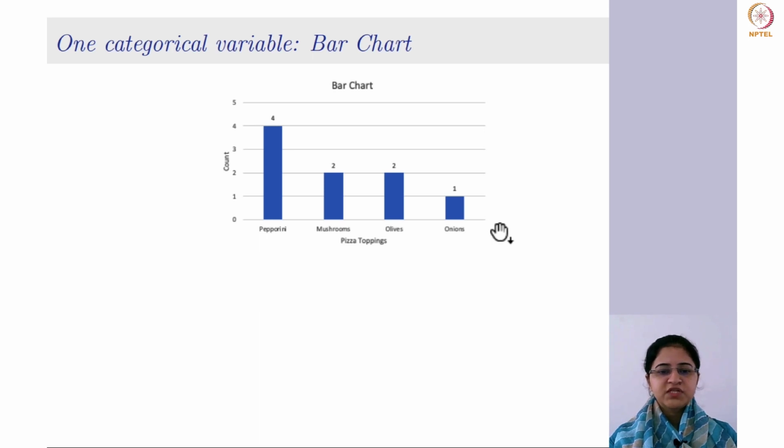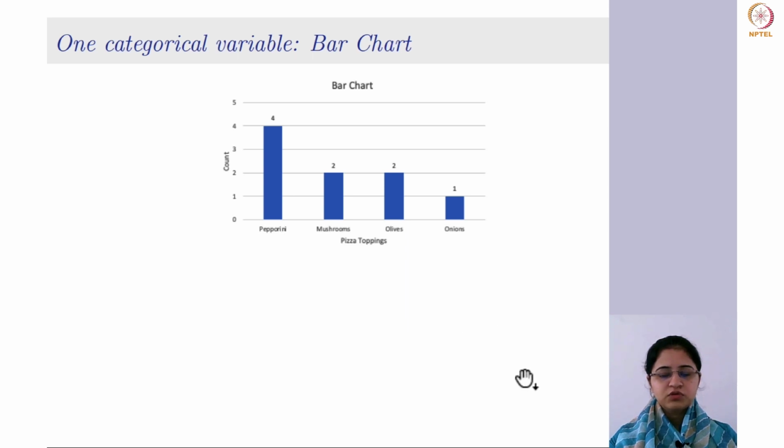Now, instead of representing it in count, if you can recall, we had another summary measure for categorical variables, that was your proportion. For finding the proportion, we divide the count for each category by the total number of data points. In this case, for pepperoni, the count is 4 and the total number of individuals that we had is 9. So the proportion will be 4 by 9, 2 by 9, 2 by 9 and 1 by 9.